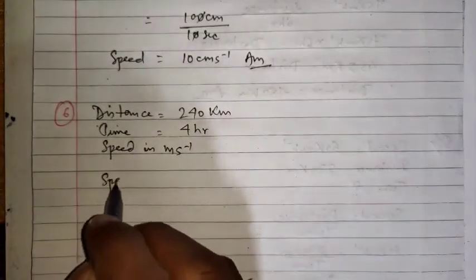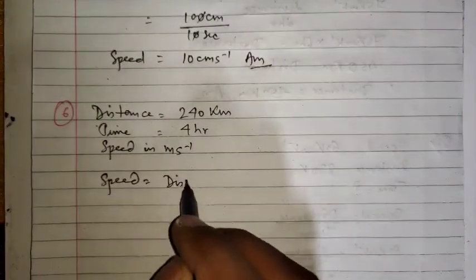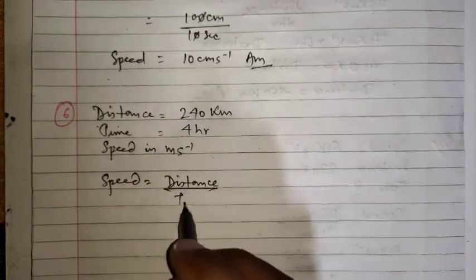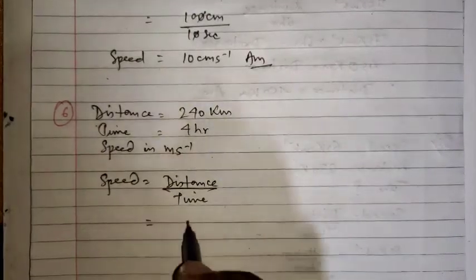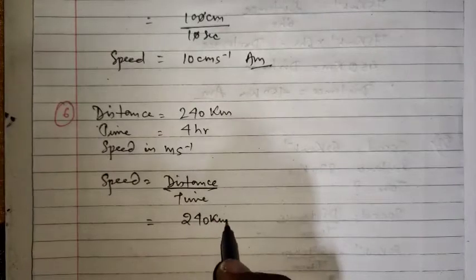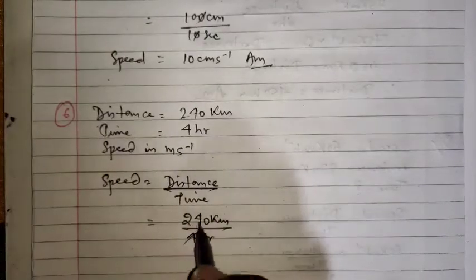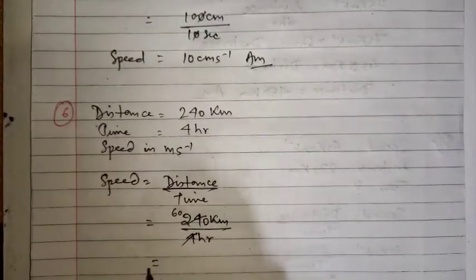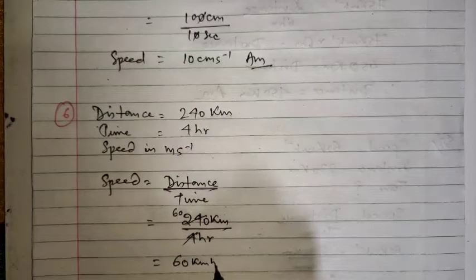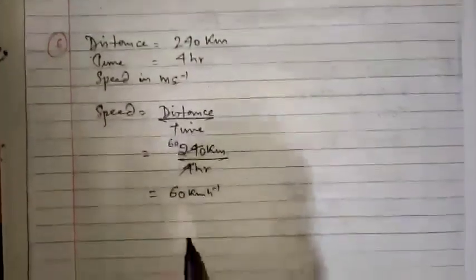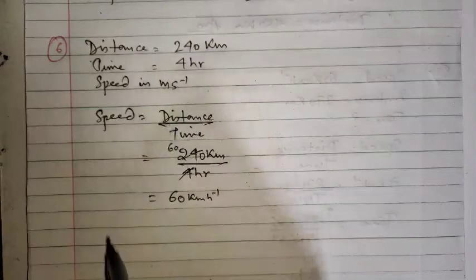Let us find the speed first. Speed is equal to distance by time. Distance is 240 kilometer, time is 4 hour, 4 sixes are 24, so 60. It means speed is 60 kilometer per hour, but the question has asked us in meter per second.